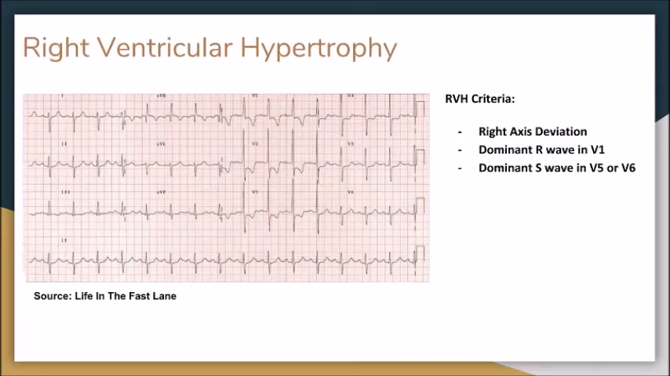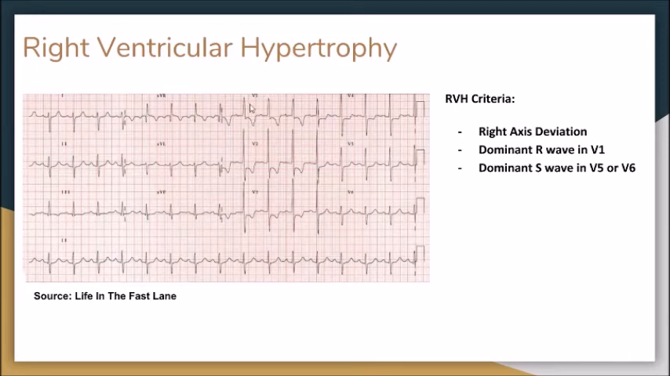Here we have right ventricular hypertrophy. I don't think the criteria are quite as exact in terms of the numbers, but here are the 3 things you want to look for: right axis deviation, a dominant R wave in V1, and a dominant S wave in V5 or V6. So for the right axis deviation, we see here we have a negative deflection of the QRS in lead 1 and an isoelectric lead 2. This is going to indicate that there's a right axis deviation, and if you need a refresher on that, you can go back to the previous part of the video where we talk about axis deviation to convince yourself.